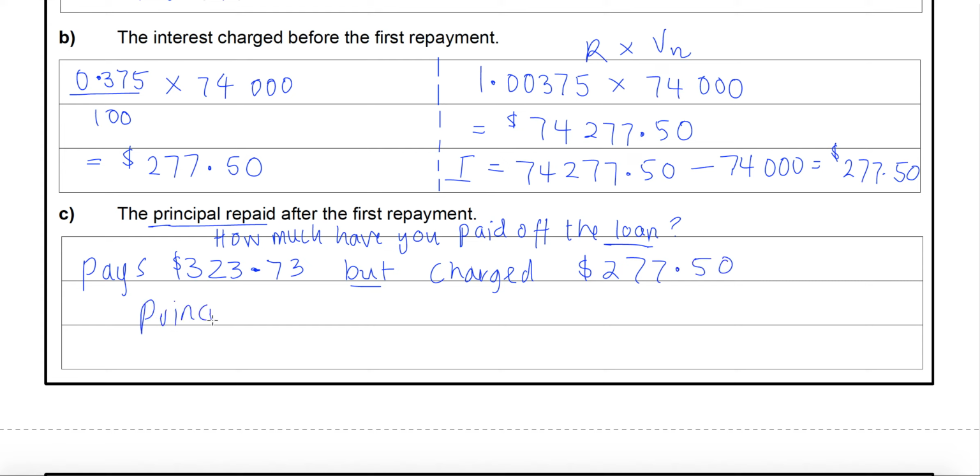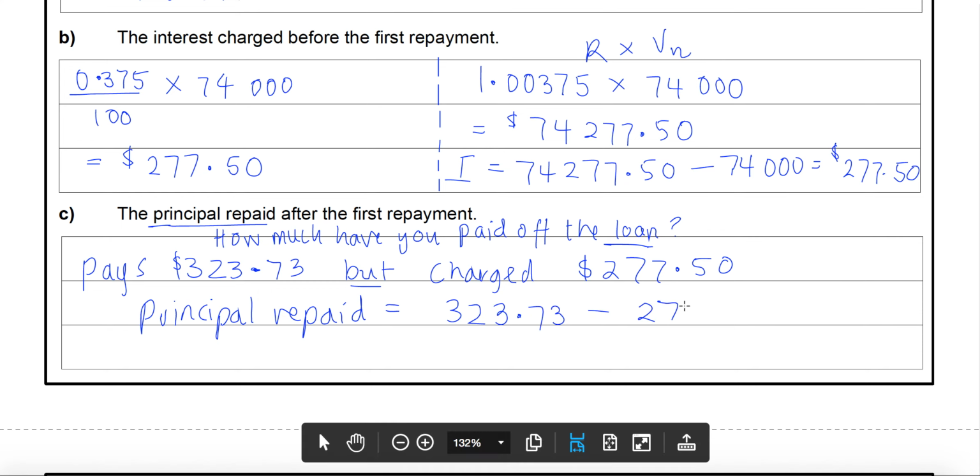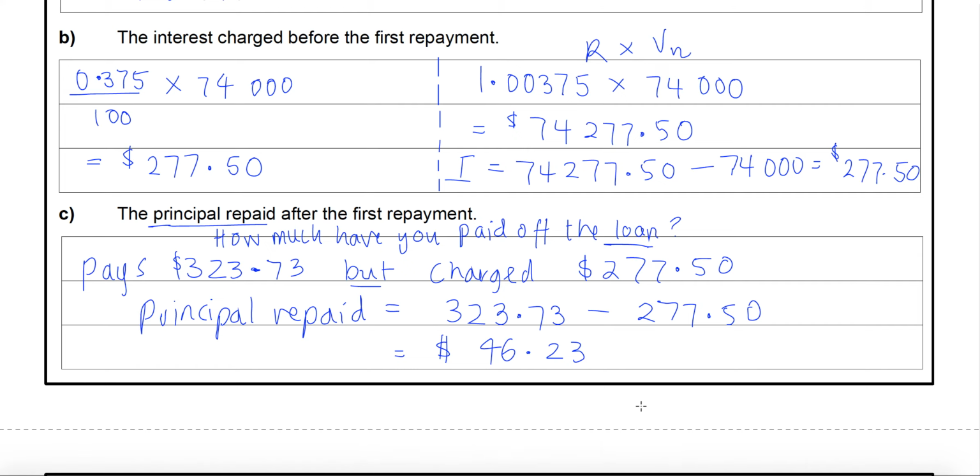Principal repaid. So 323.73 minus 277.50, and you'll see it's pretty sad. 46.23. Only $46.23 she's paid off the loan after that first repayment. Now what's going to happen is with her next repayment, she owes less. She owes less than $74,000. Only a tiny bit less, only $46 less.